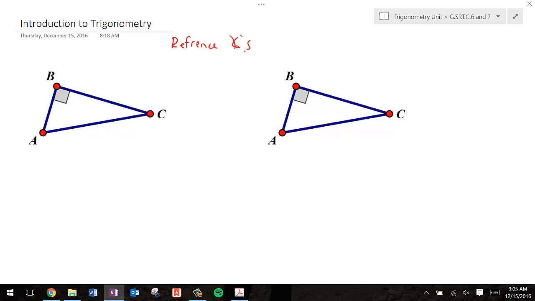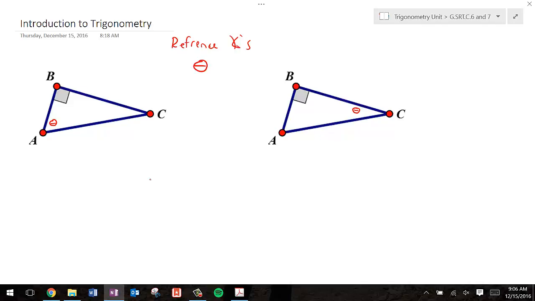Whenever we deal with trigonometry, we're going to be referencing a specific angle, and we use the Greek letter theta for that reference point. So everything stems off of that reference point. In this first one on the left-hand side, I'm going to put my reference angle at angle A, and in my second one, I'm going to put my reference angle at angle C. We're never going to use the right angle, angle B, as our reference angle, so we never have to deal with that.